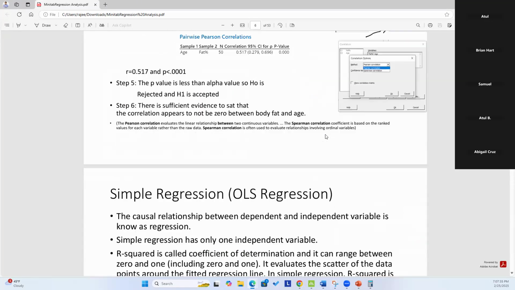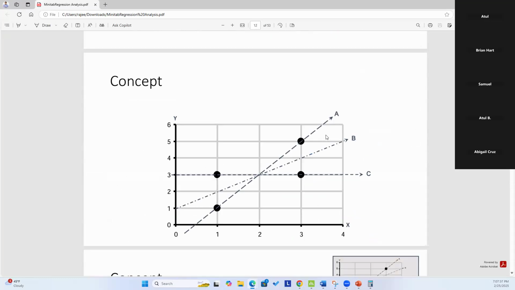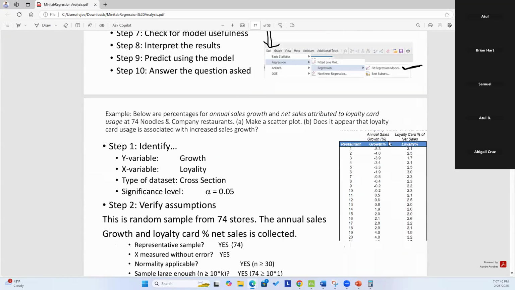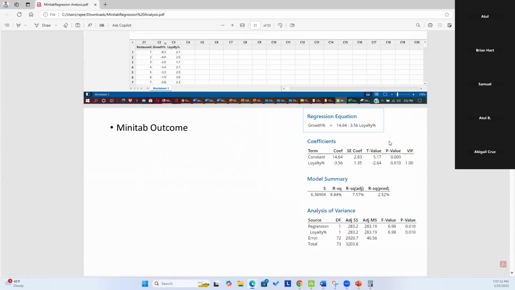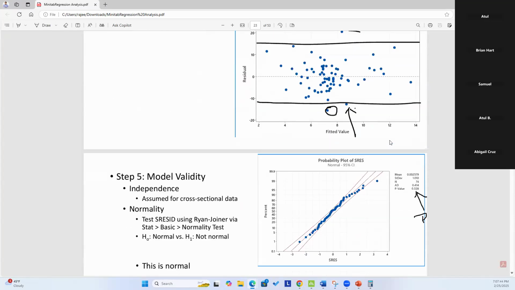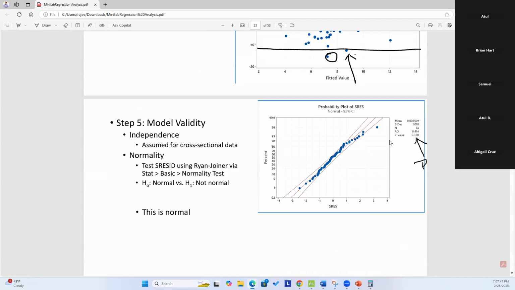Okay, here we have, see, can you see my PDF?